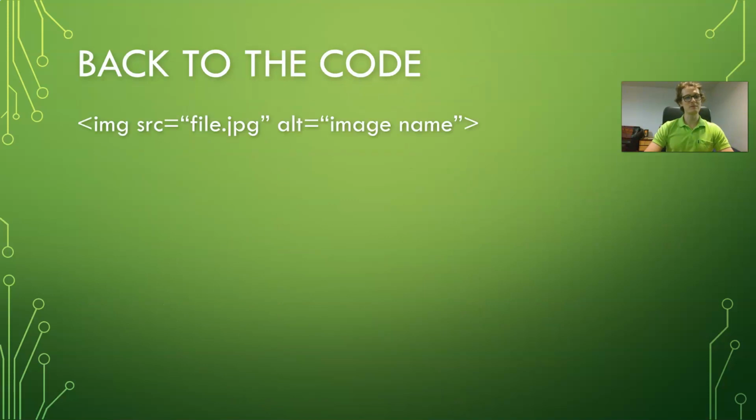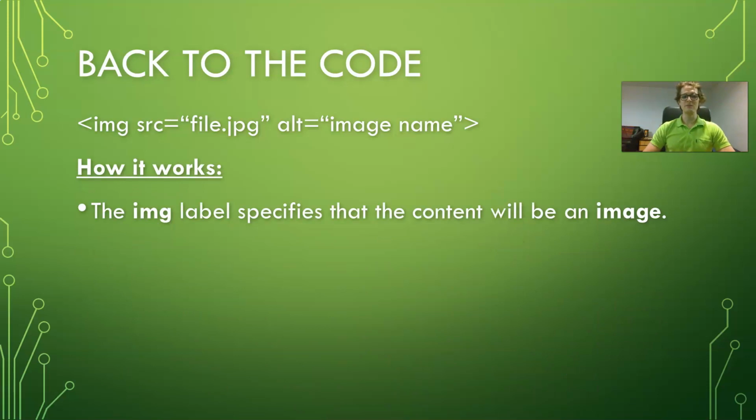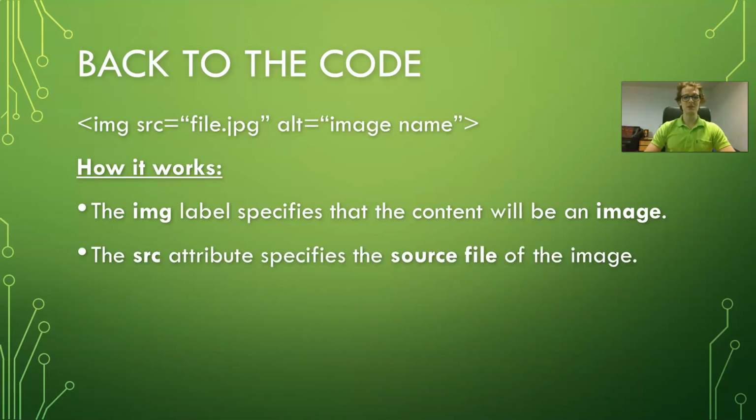Back to the code. There it is again. Here's how it works. The IMG label specifies that the content will be an image. The src attribute specifies the source file of the image. Should be clear, you guys can see src is in the word source, S, R, and C, okay? So src specifies the source file of the image.